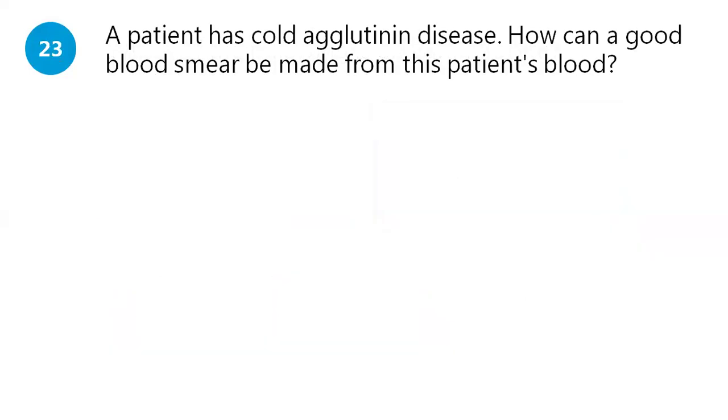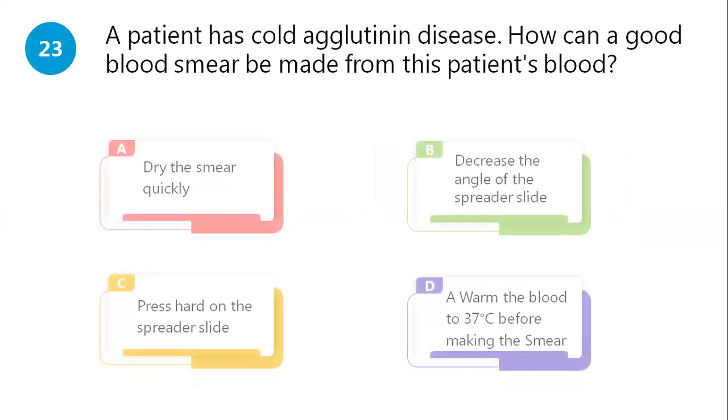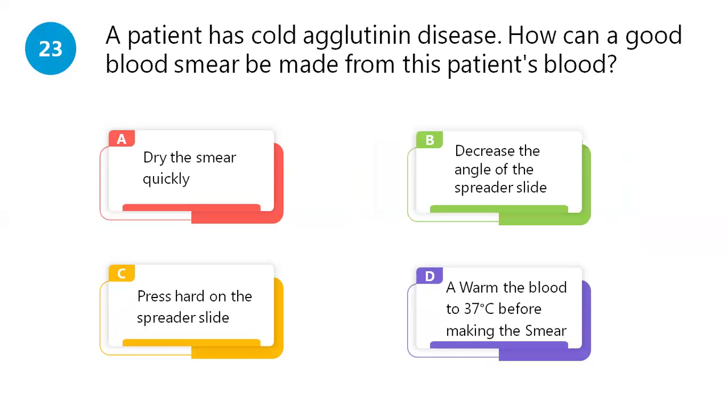Next question. A patient has cold agglutinin disease. How can a good blood smear be made from this patient's blood? Option A, dry the smear quickly. Option B, decrease the angle of the spreader slide. Option C, press hard on the spreader slide. Option D, warm the blood to 37 degrees centigrade before making the smear.